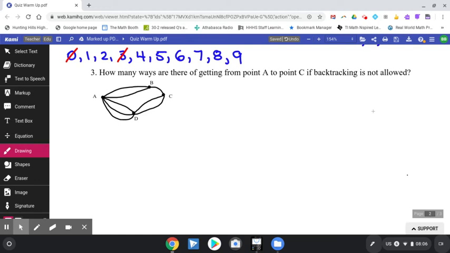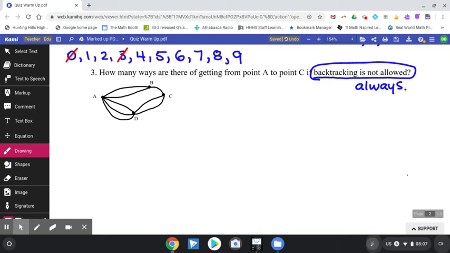Okay, number 3. How many ways are there of getting from point A to point C if backtracking is not allowed? Now, you guys, this whole backtracking not allowed is always the case. Otherwise, we'd have no idea. There'd be no limited number. Because imagine if we could backtrack.